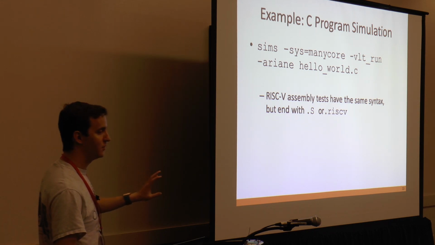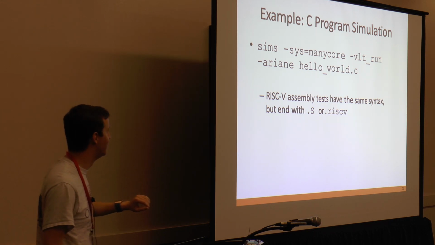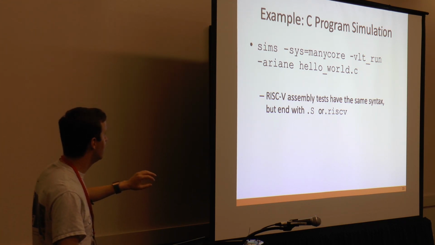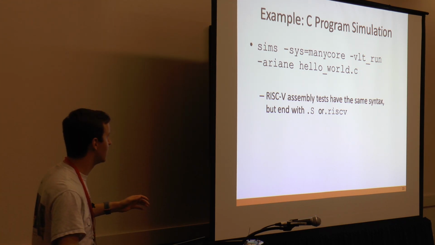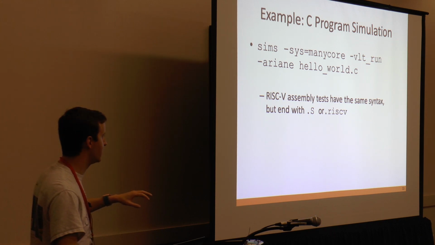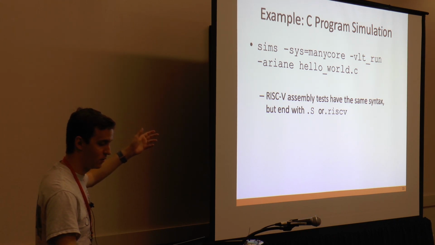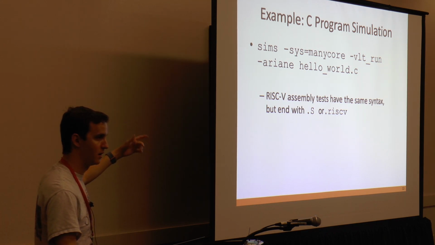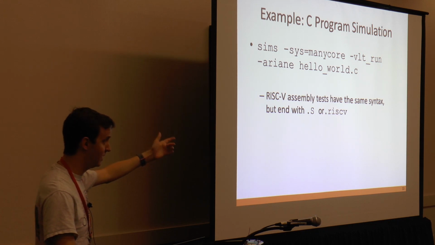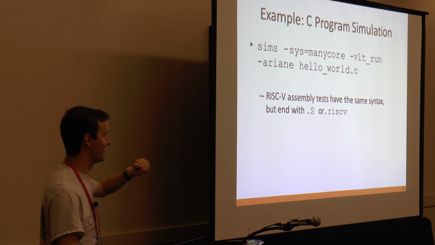So here's an example. Don't type this quite yet, because there's another step to add, but if you want to run a C program, we've got a simple Hello World C program that we can run. As I said before, it's a call to sims, indicating we want to use our Manycore system model with a VLT run, and indicating that we want to run on an Ariane core, indicating also that we want to run hello world.c.